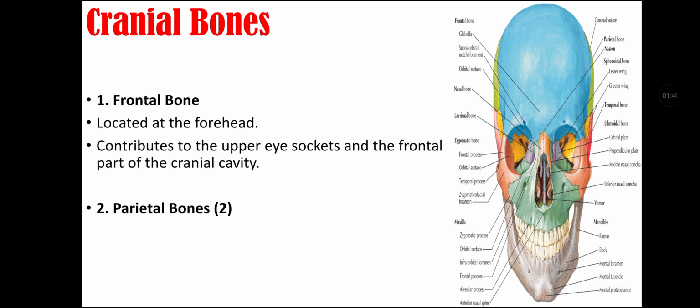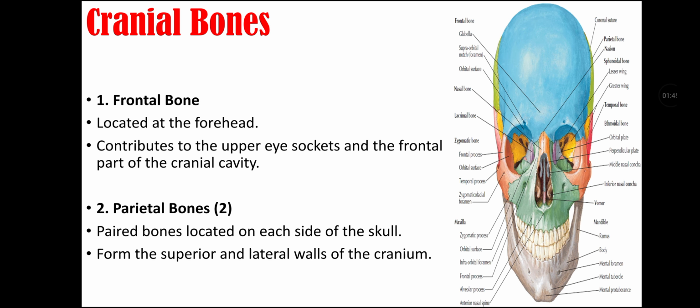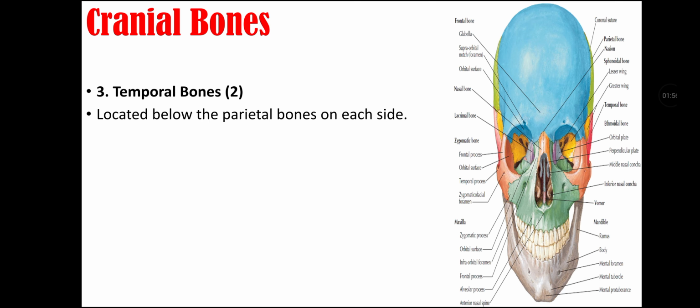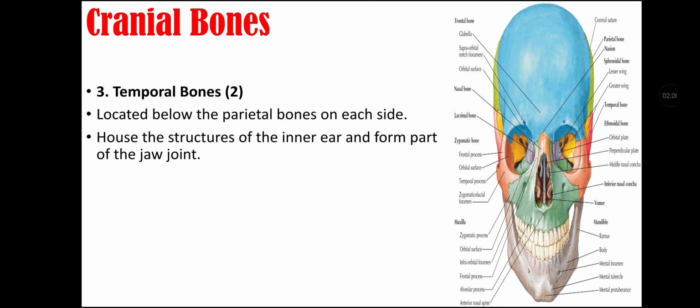Second cranial bone is parietal bone. They are paired bones. They are located on each side of skull forming the superior and lateral walls of cranium. Third cranial bone is temporal bone. They are also paired bones. That means there will be two temporal bones in every skull. They are located below the parietal bone on each side. They house the structures of inner ear and form part of the jaw joint.